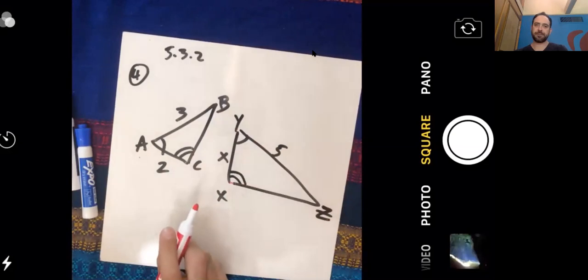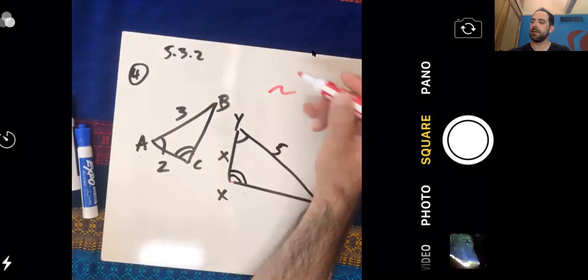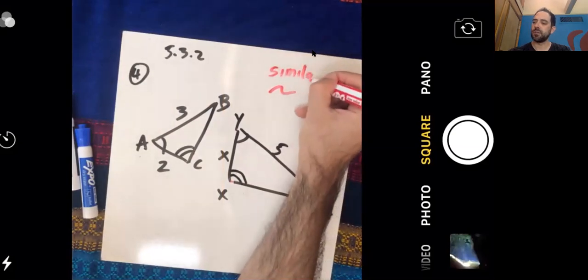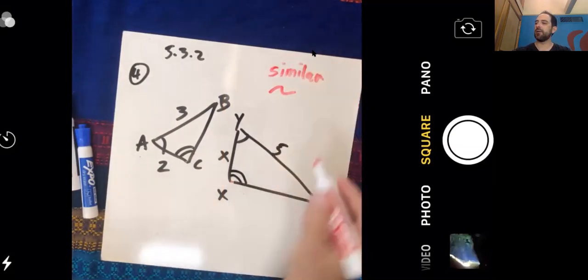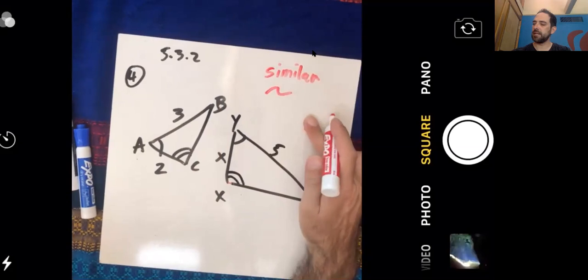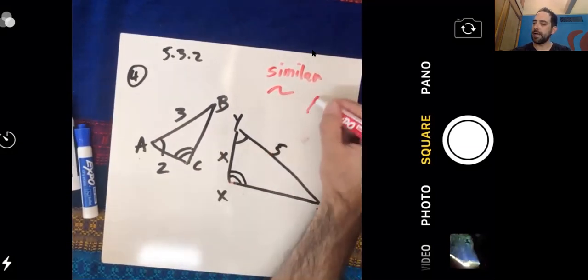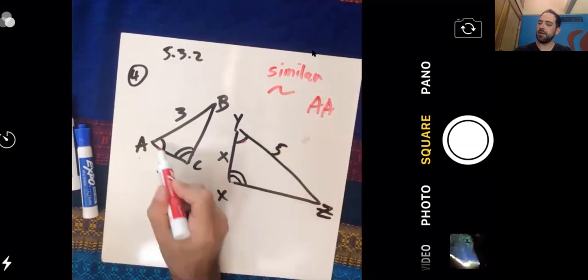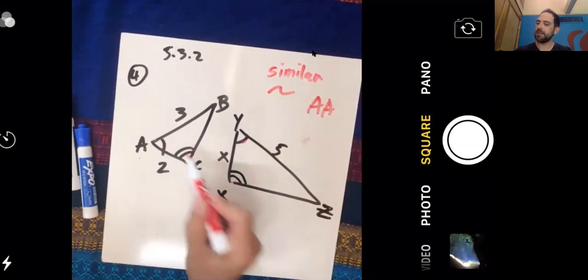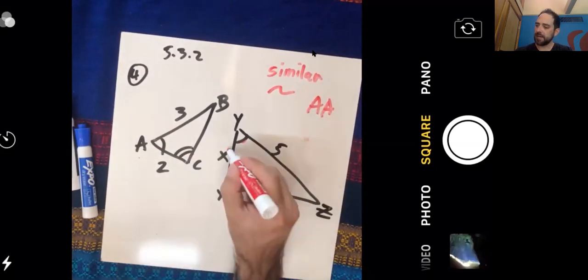First off, we know that these 2 triangles are similar, which is like congruent with a squiggle over the equal sign. This is taking the equal sign out, and you have similar. We know these are similar from angle, angle. We have an angle here and there; those are the same. Double tick mark, we know those are the same. Because they're similar, now we want to find what X is.